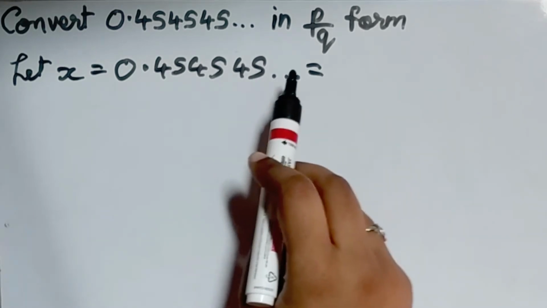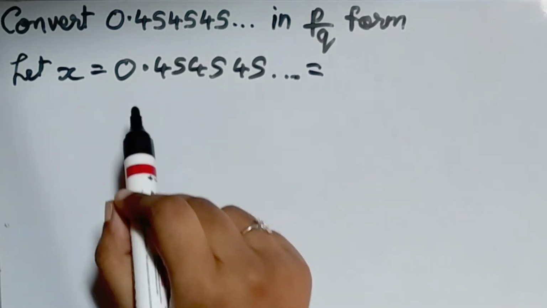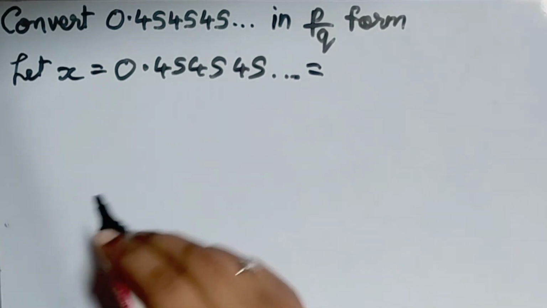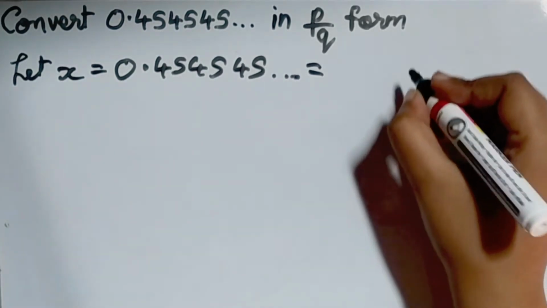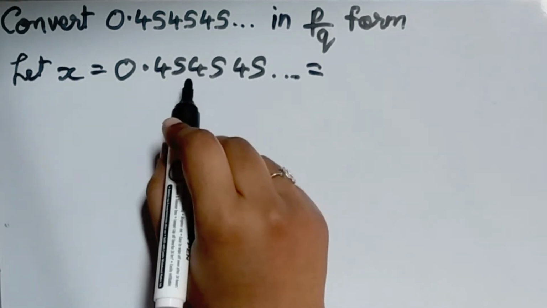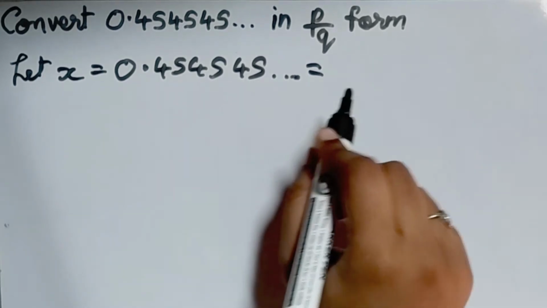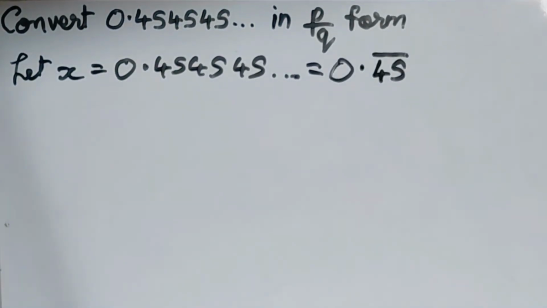4 5 is going on repeating again and again. Here after the decimal there are two numbers which are repeating, that is 4 5. And the same sequence keeps repeating. After 4 5 comes 4 5 again. So the same sequence is repeating. This is how you will write it.